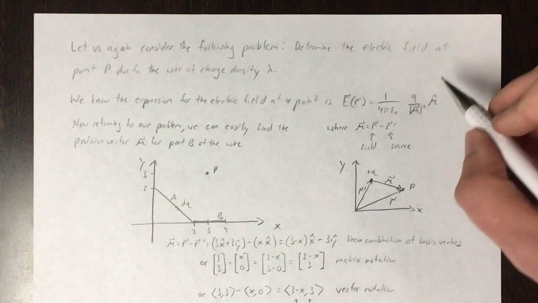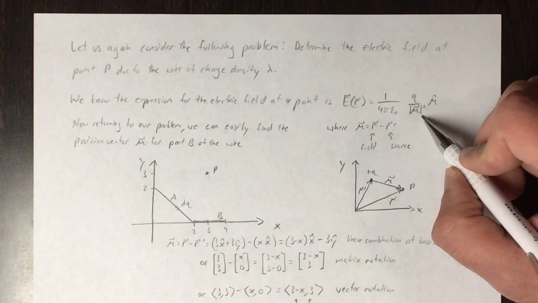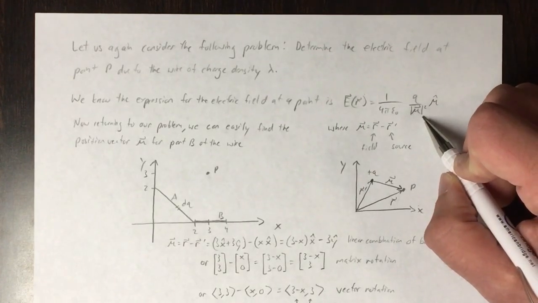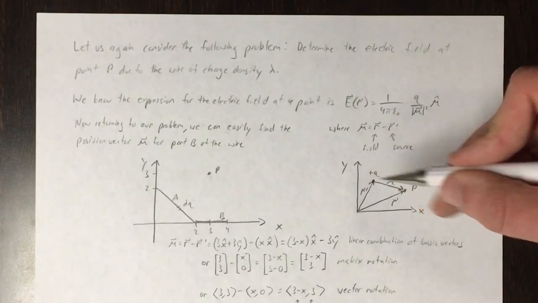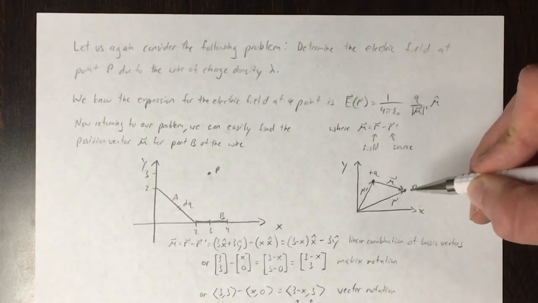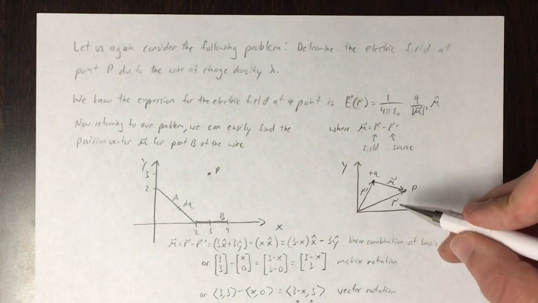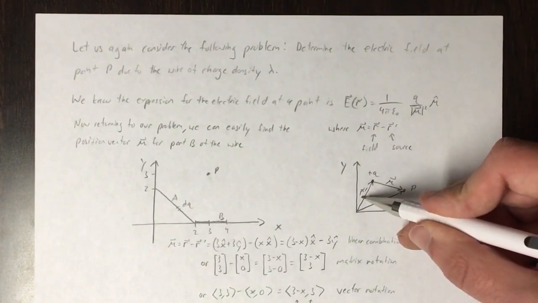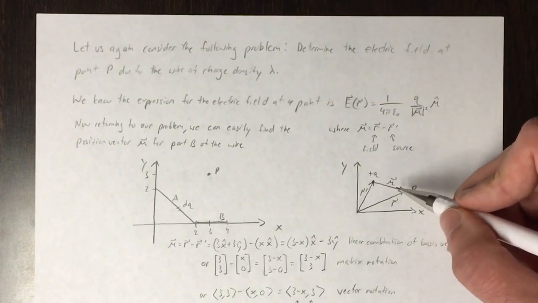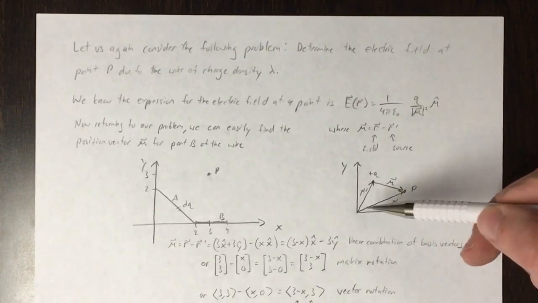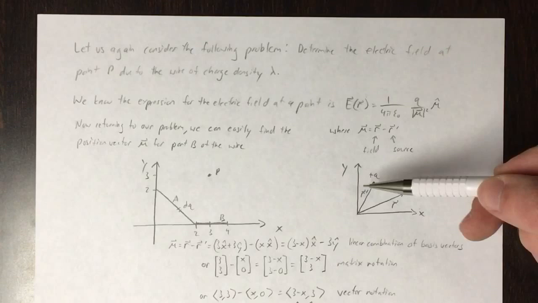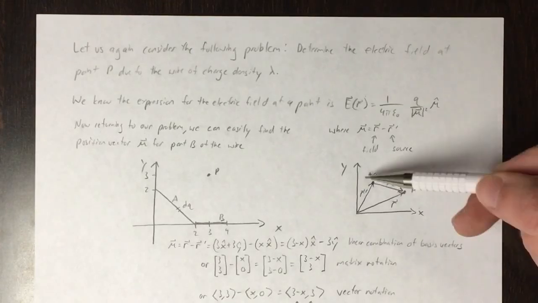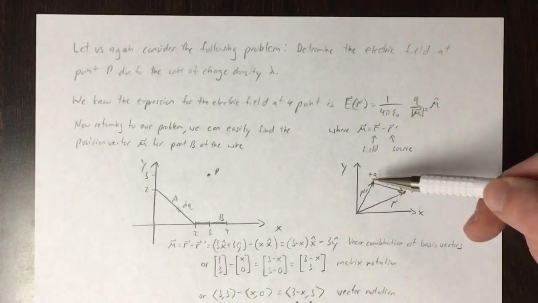The field is given by this expression from Coulomb's law here, where this script R vector points from the source to the field. Okay? And so we'll define two more vectors here, this R vector and this R prime vector, and we have this script R vector. The R vector points to the field, the R prime vector points to the source, and if you subtract the prime from the unprimed, you will get this script R vector that points from source to field.